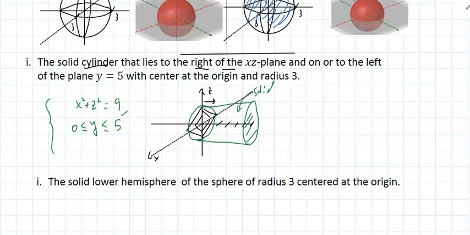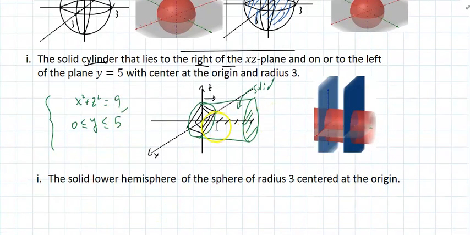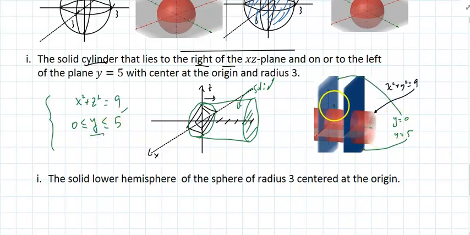And if I get the graph for that, when I told GeoGebra to graph x squared plus z squared equal 9, it gave me the red. And then I asked it to graph y equal 0 and y equal 5. It gave me the 5 and it gave me the 0. So if I put the inequality, it's going to only give me that piece, which is what I want.